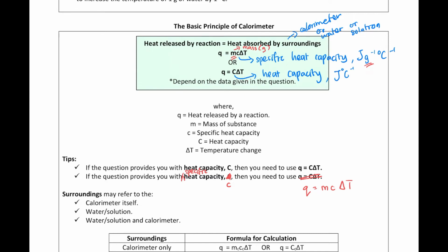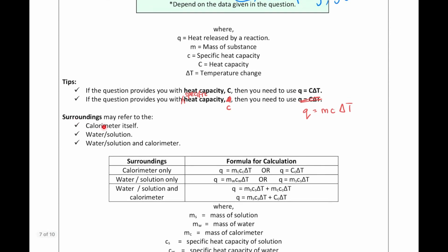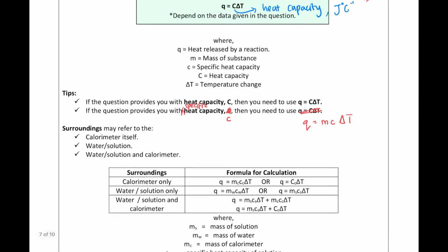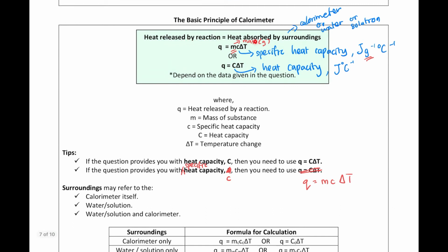Alright. And then next one, tadi saya dah cakap surrounding may refer to calorimeter itself, okay, ataupun water sahaja, atau solution sahaja, atau water dan calorimeter. So kiranya ada 3 possibility of surrounding kamu lah. So you need to choose which one yang sesuai dengan soalan dan data yang diberi dekat kamu punya soalan lah. Okay, and then kalau formula, saya tak suka kamu hafal benda ni macam ni tau. Okay, nanti saya akan ajar kamu cara untuk identify apa surrounding dia, and from surrounding kita tengok data yang dia bagi.